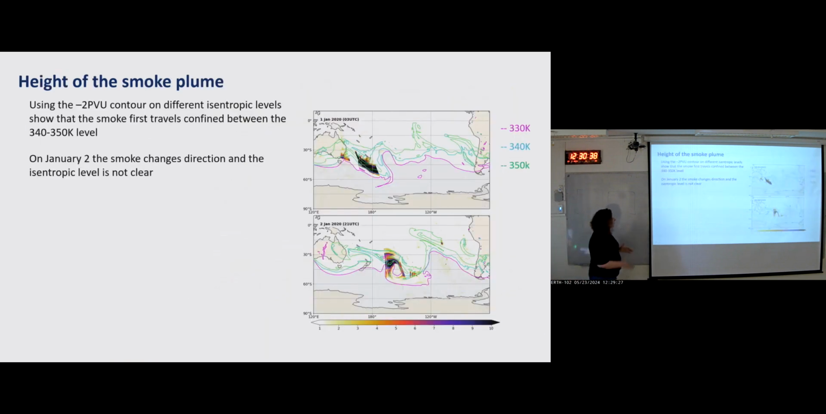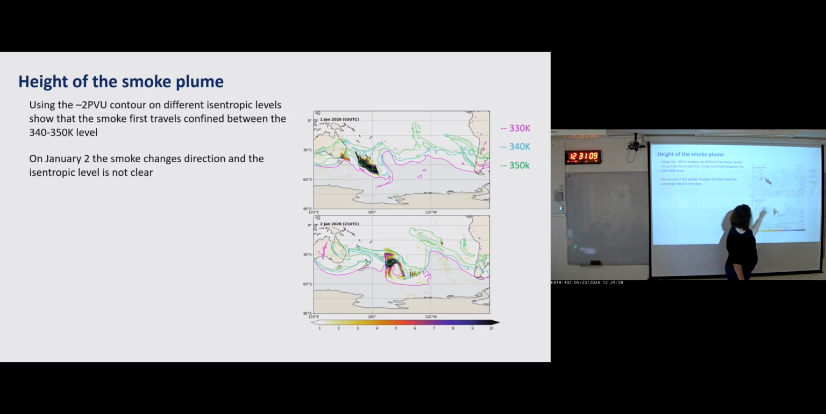And if we can plot these two PVU lines, and I'm just going to use them as a tool. I can plot them at different isentropic levels, and they kind of indicate the height of the smoke. And we can isolate them to see that, okay, so if we have this 330 line and then the 340 and 350, so it's somewhere in between these levels. So it's not in the stratosphere, which would be this kind of grayish area here, but somewhere in the middle. And the contours are quite clear.